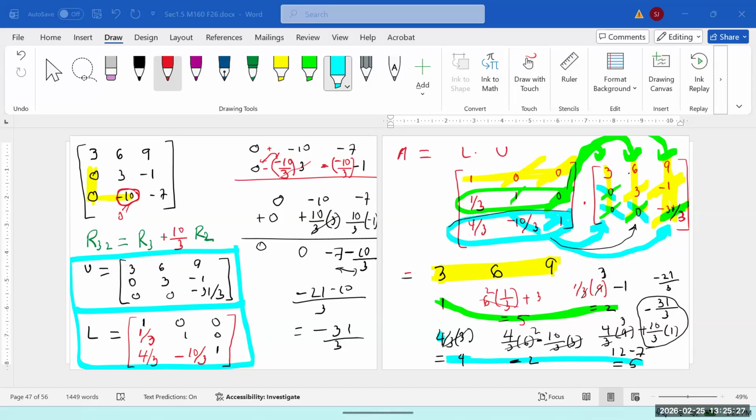Professor, I have a question. Go ahead. So just to sum it up, essentially every time we get rid of a value so that it becomes 0, the value that we are multiplying or dividing by is what goes into the L matrix, and then all the leading variables go into the U matrix, right? Yes. And then we could just multiply. Yep. Okay, thank you. No problem. Any other questions from any of you?